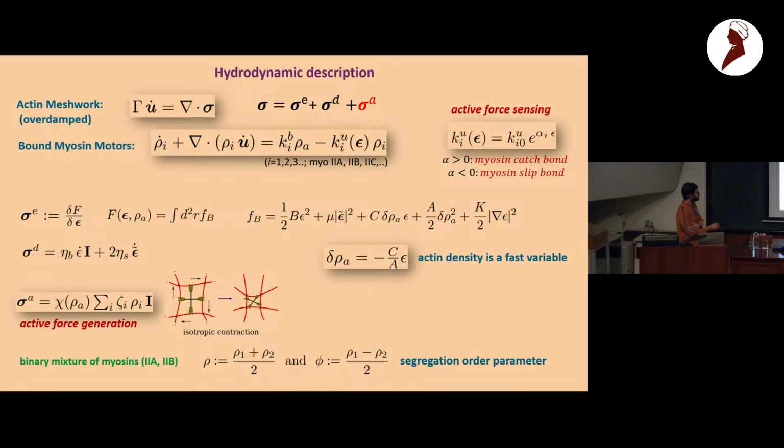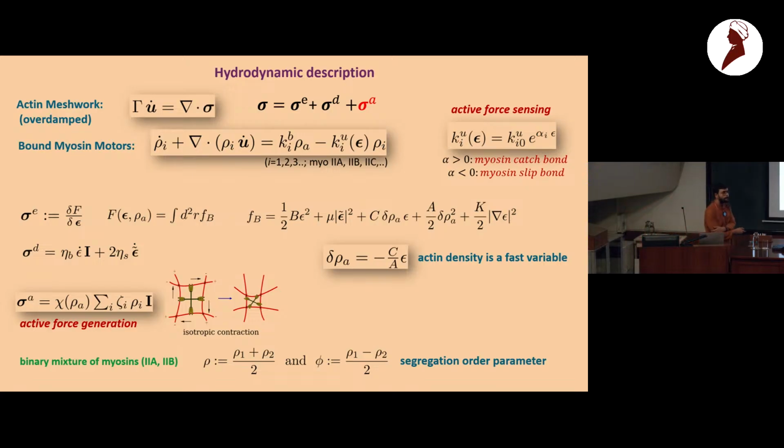So these are our equations, and this dissipative stress is just for regularization. As we solve these equations, it will help regularize the dynamics mathematically. In our case, we have taken two myosin species. We will see that there will be a segregation, ρ1 and ρ2, and we will recast these equations in terms of the average density and the relative density of the species.